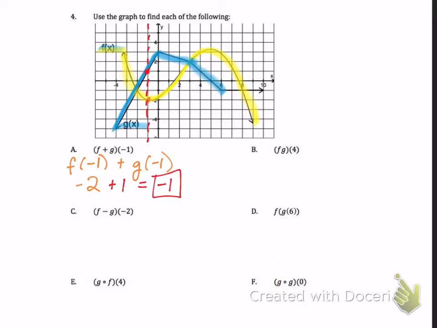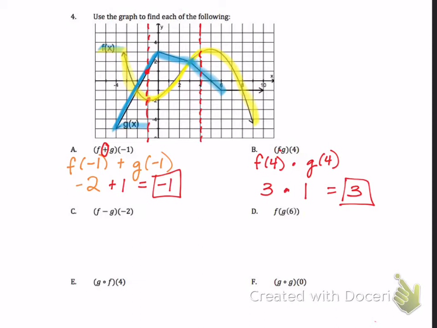Okay, for part B, f times g of 4. So basically, you're looking at this sign that's in between them, and that's what you're separating them by. So I'm going to rewrite B as f of 4 times g of 4. I'm going to go to my graph, and I'm going to look at x equals 4. Where's the yellow function at 4? 3. Good. Where's the blue function at 4? 1. 3 times 1 gives me 3. Good.